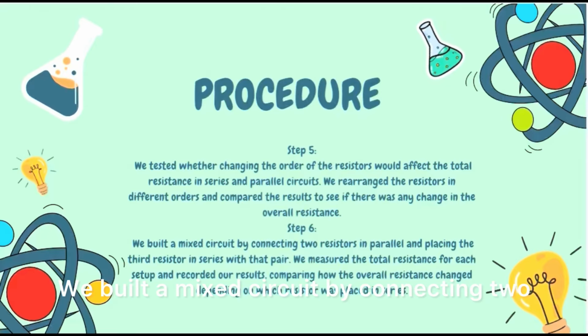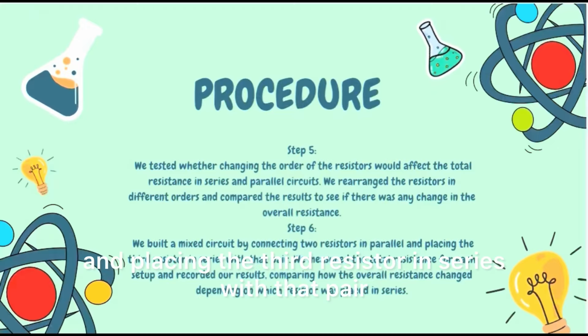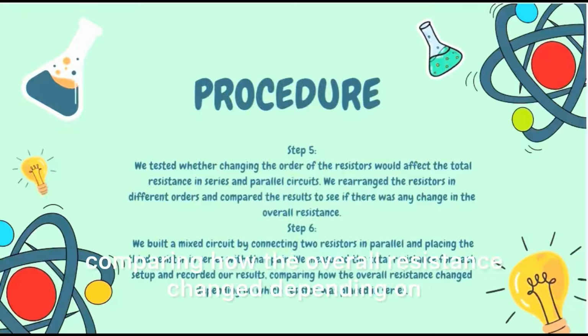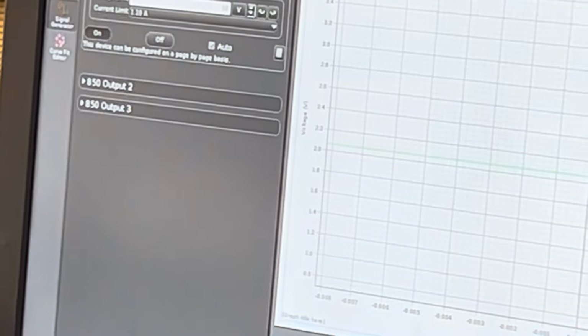We built a mixed circuit by connecting two resistors in parallel and placing the third resistor in series with that pair. We measured the total resistance for each setup and recorded our results, comparing how the overall resistance changed depending on which resistor was placed in series.